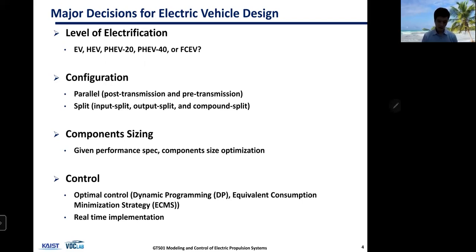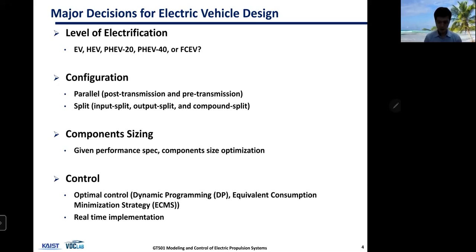And then once those are determined, you also need to determine component sizing to optimize the size of the components for the given target vehicle and configuration. And then finally, to actually control the powertrain in the vehicle, you need to come up with a real-time controller that can manage your fuel economy, energy, and the drivability.